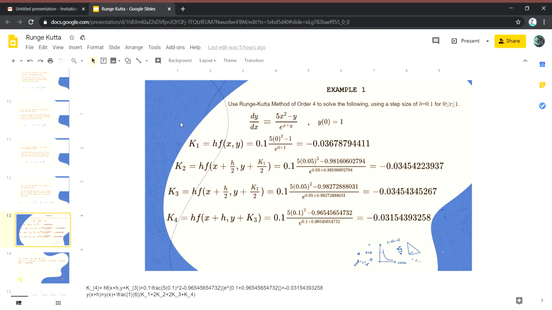So here is an example of the use of the Runge-Kutta method of order 4 to solve the following, using a step size of h equal to 0.1 for 0 ≤ x ≤ 1.